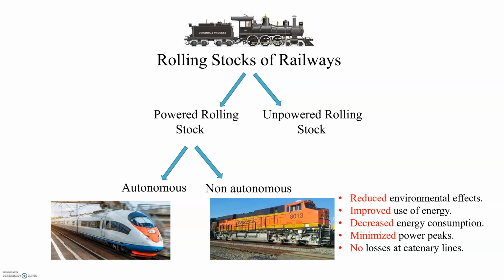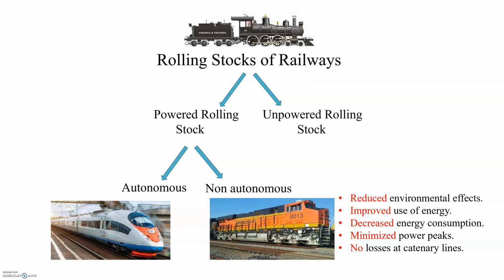Although large onboard spaces are required and weights are increased, traction energy consumption decreases 15 to 35% in autonomous locomotive applications. Power peaks at acceleration are minimized and losses in catenary lines are excluded. Diesel electric locomotives are one example of these vehicles and are currently serving on more than 1 million kilometers of railways track length.